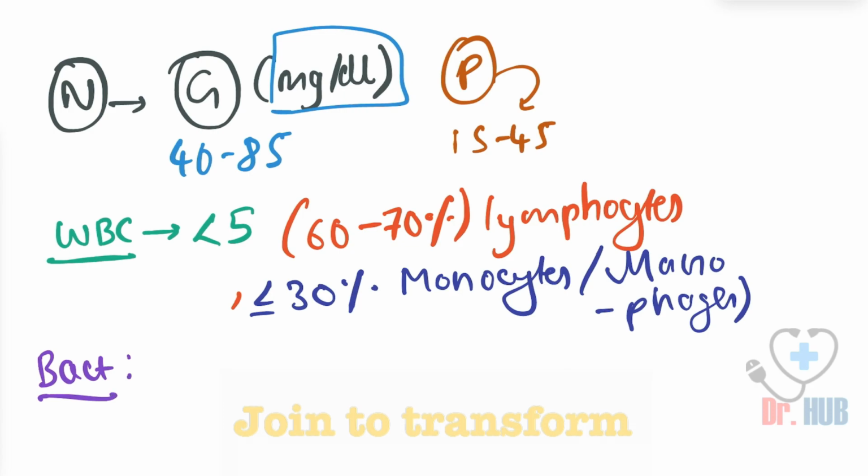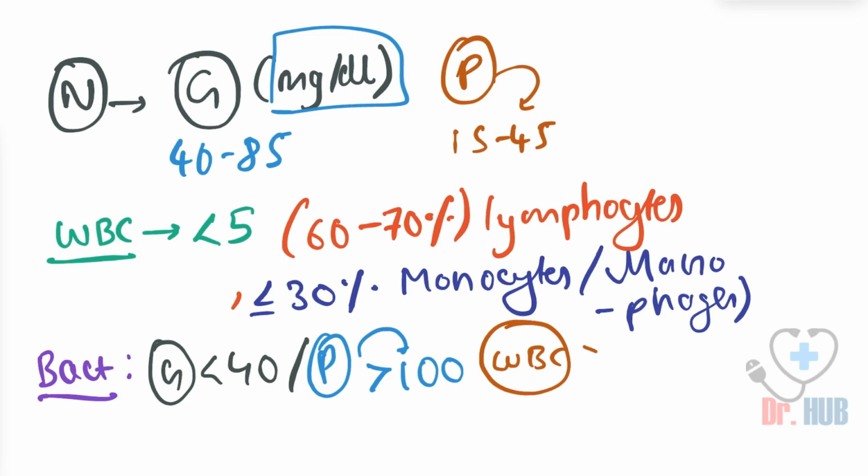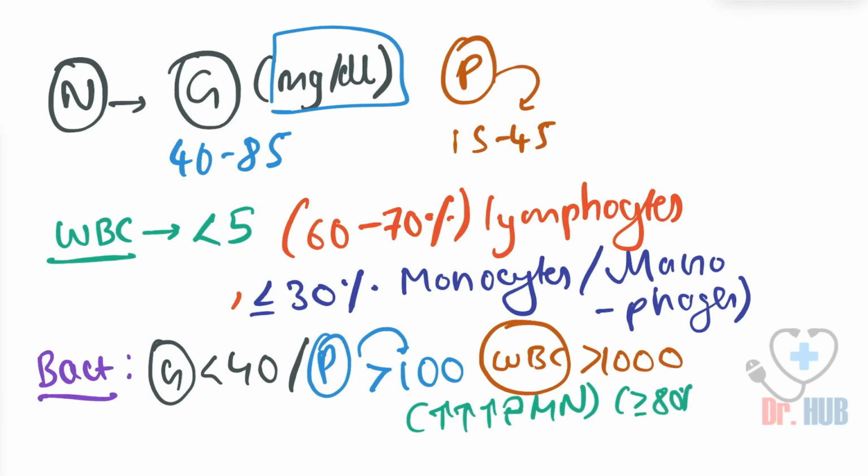Then we'll look at the bacterial. How is the bacterial different from this? In terms of the bacterial, the glucose level is less than 40. After the glucose level, we have the protein, which is greater than 100. And what about the WBC? The WBC in terms of the bacterial is greater than 1000. There is an increase in the PMN, which makes it greater than 80%.